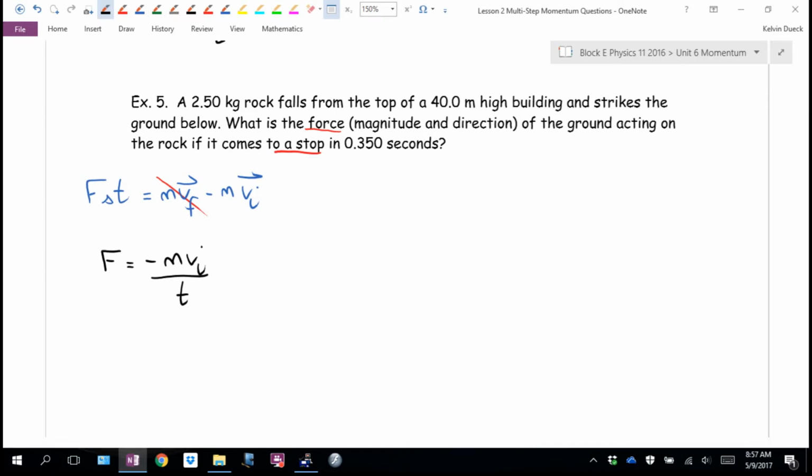Did they tell me the time of impact? Read very carefully. Yeah, see the seconds there? Did they tell me the mass of the rock? Did they tell me the initial velocity that we hit the ground at? So even though this question is saying find the force, I'm going to spend most of my time finding the velocity. Let's draw a little line. Let's make a little note. We need VI.